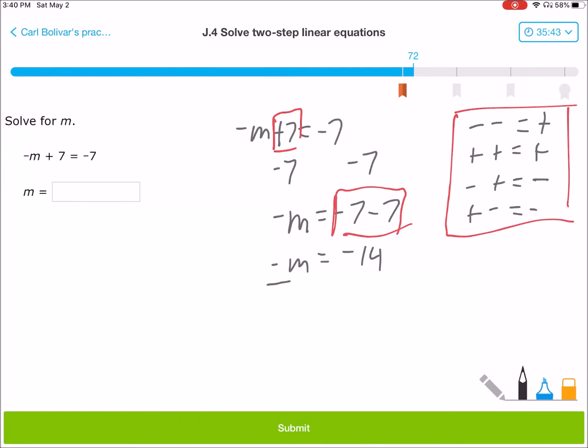So, since we're dividing the symbols here, we eliminated that minus there. We're going to divide that symbol over here as well. We got a negative right here, and a negative right here. Now if we look at our chart, that will result into a positive. So m will equal to positive 14, or just 14.